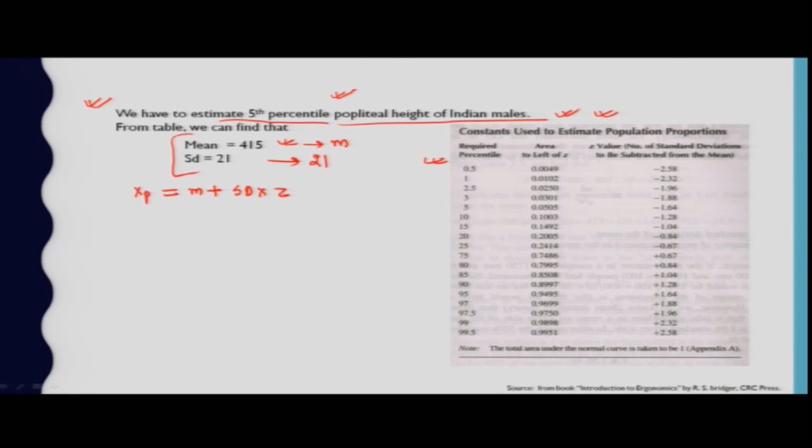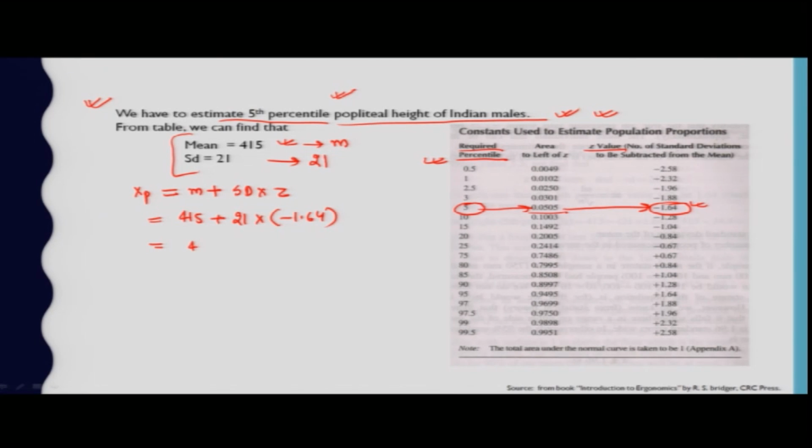So, the required percentile is given in this table. The 5th percentile is, the area to the left of z is 0.0505 and the corresponding z value is minus 1.64. So, this value is of our use, and we will pick it up from the table and put it here. So, m is the mean, so it is 415 plus standard deviation 21 into minus 1.64.